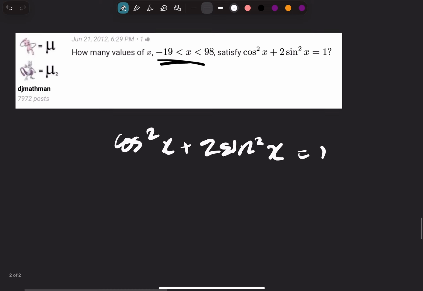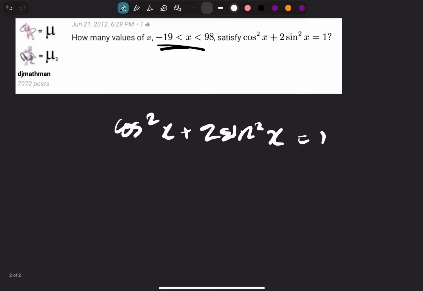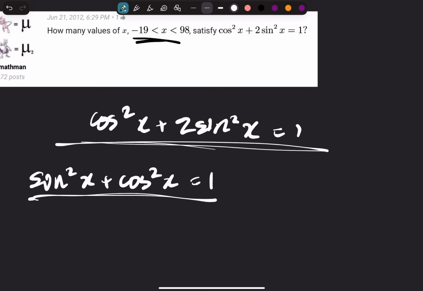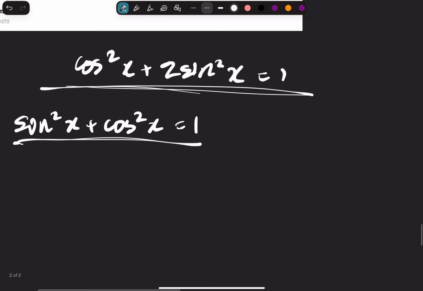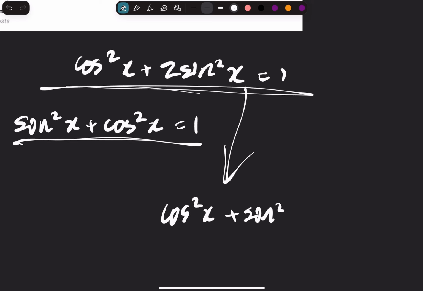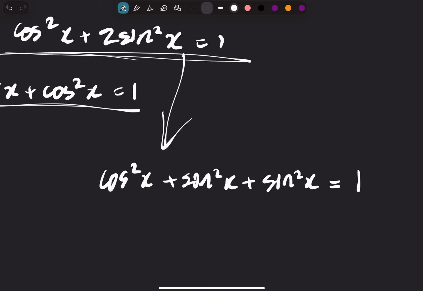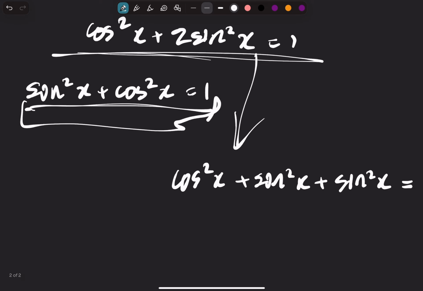Now, if you know your Pythagorean identities, then you know that the most basic one is sine squared x plus cos squared x equals 1. If you see here, this looks very similar to this, right? They look extremely similar, in fact. So we can break this down into cos squared x plus sine squared x plus sine squared x again equals 1.